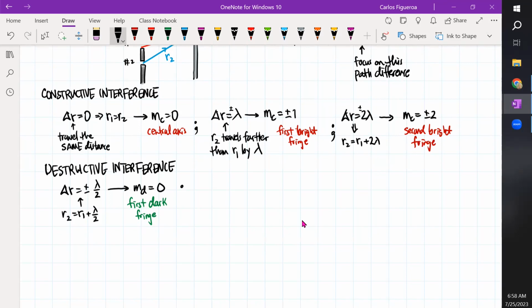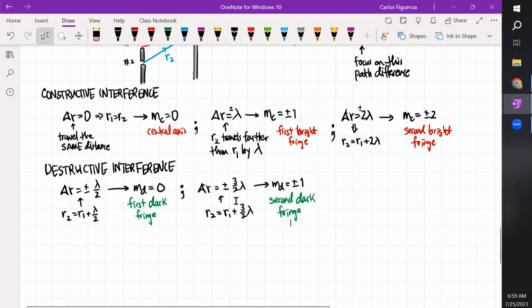So then if I continue on, we're going to see that if I have a path difference of plus or minus 3/2, then again, R2 travels farther by 1.5 waves. And look at the MC value or the MD value. In this case, it's plus or minus 1. So guess what? This is not the first dark fringe, it's the second dark fringe. And so this is where we have to be careful with the language of destructive interference.